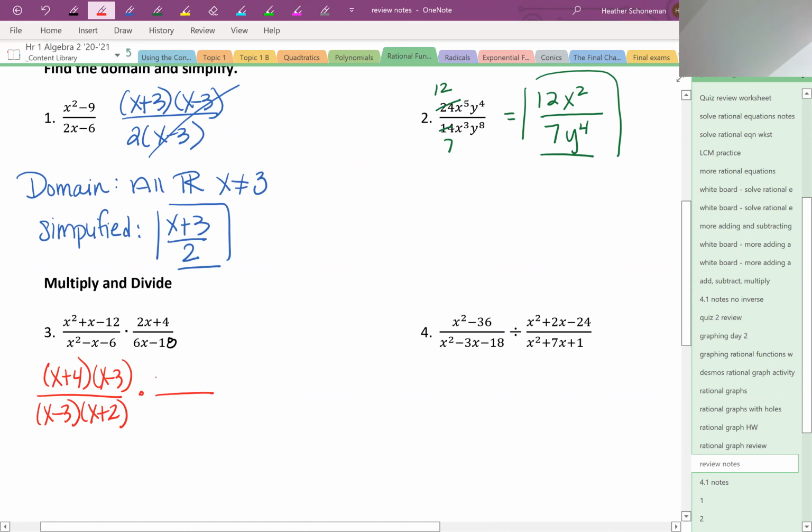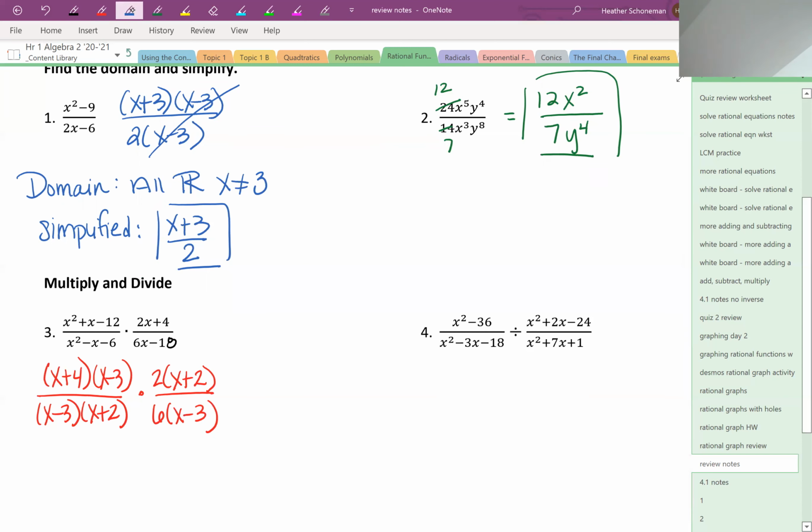Over here, I can factor it by taking out a 2, and I'm left with x plus 2. On the bottom, I can take out a 6, and I'm left with x minus 3. So when we cancel, I can only cancel 1 for 1. So I have an x minus 3 that can go, and I have an x plus 2 that can go. There are no other matching groups.